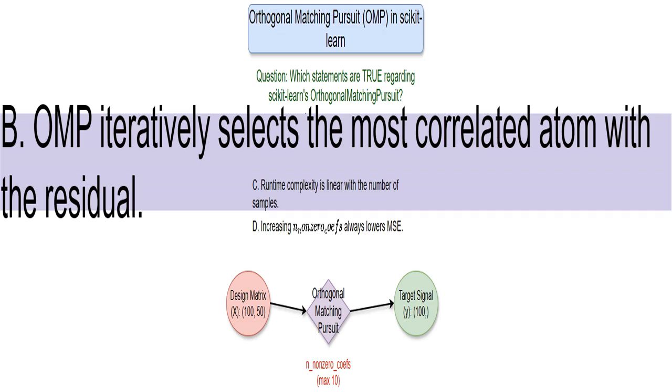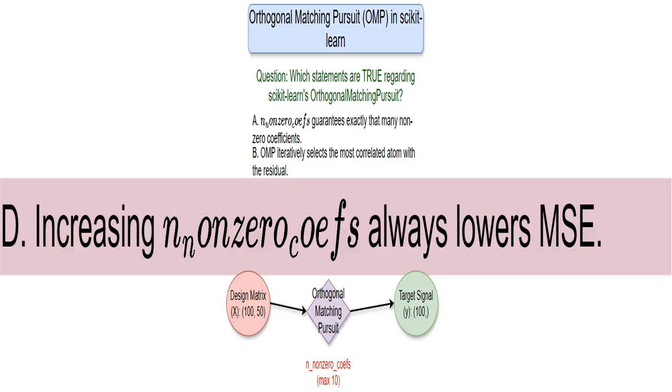Increasing the number of allowed non-zero coefficients, NNONZEROCOEFS, might improve the reconstruction in some cases by making my model more complex, but may also lead to overfitting and worse performance, especially if the underlying signal is actually sparse. It doesn't guarantee a lower error. The time OMP takes isn't simply proportional to the number of samples. It's affected by the number of features and the desired sparsity level. The relationship is more complex, not simply linear.